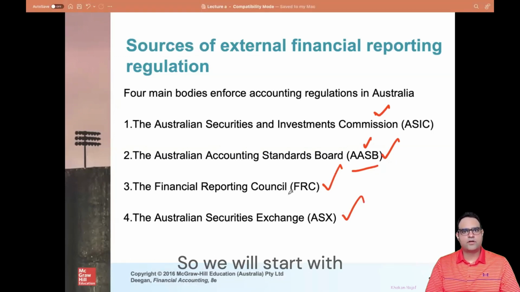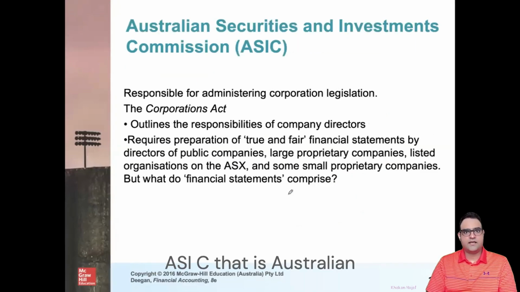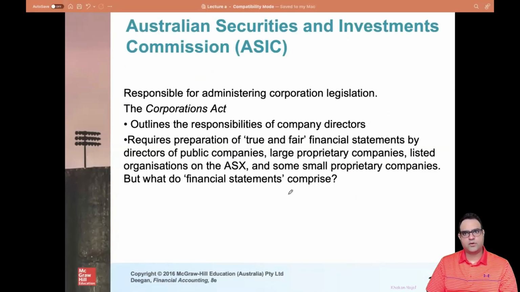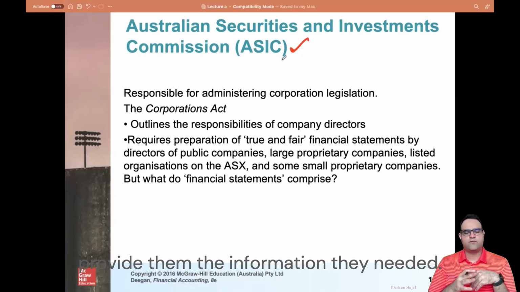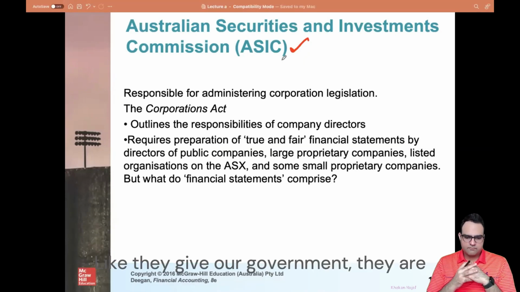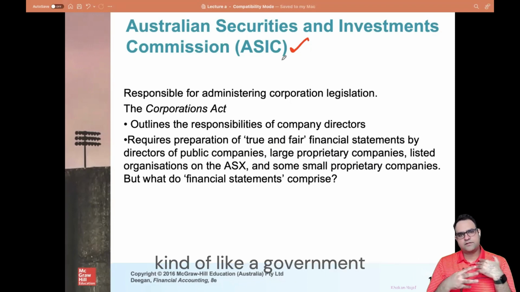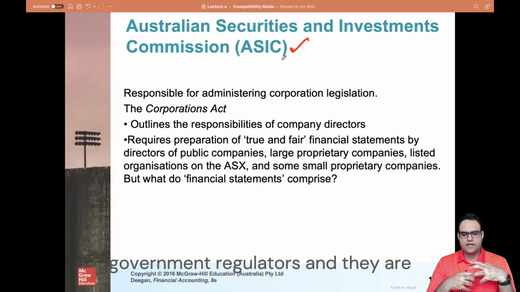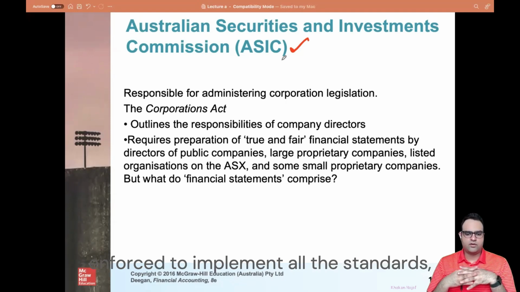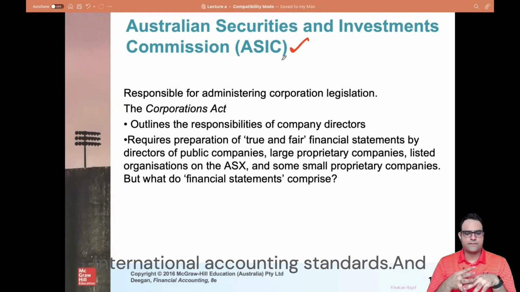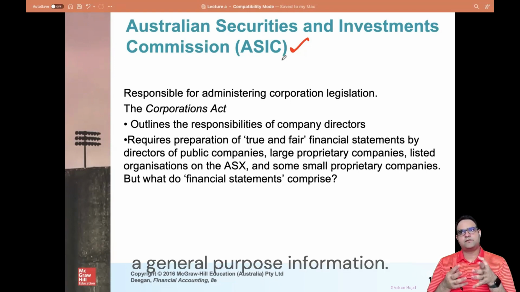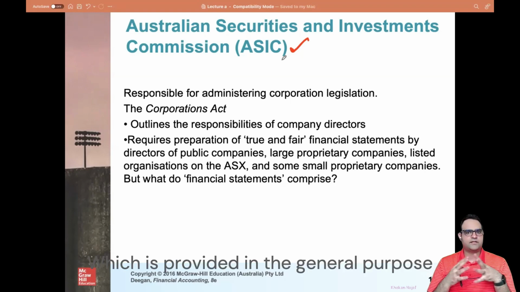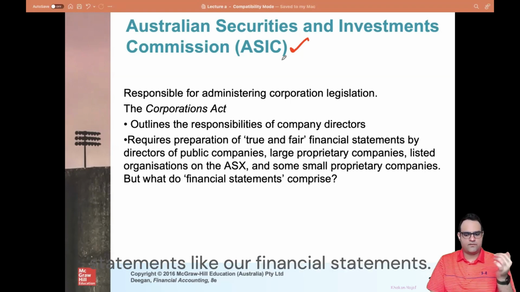Anyways, we will start with ASIC, that is the Australian Securities and Investments Commission. They are the ones who require the listed companies to provide the information needed. They are kind of like a government representative, they represent the government regulators, and they are enforced to implement all the standards, international accounting standards. And sometimes the company needs general purpose information, which is provided in the general purpose statements, like our financial statements.